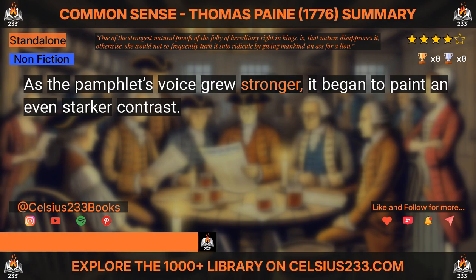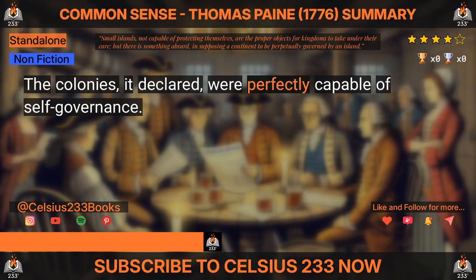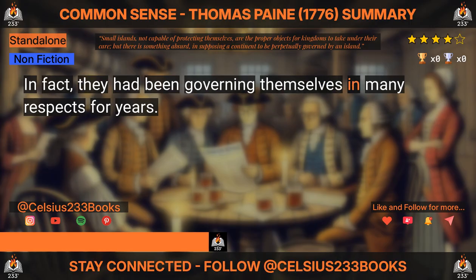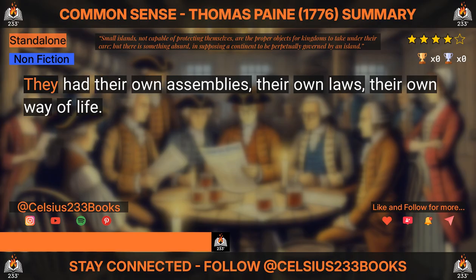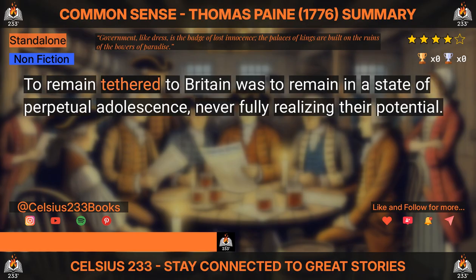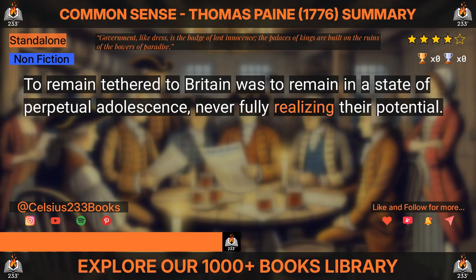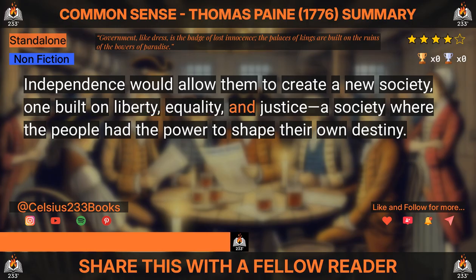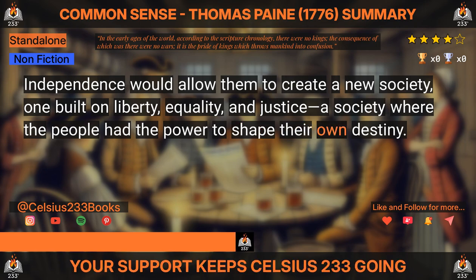As the pamphlet's voice grew stronger, it began to paint an even starker contrast. The colonies, it declared, were perfectly capable of self-governance. In fact, they had been governing themselves in many respects for years. They had their own assemblies, their own laws, their own way of life. To remain tethered to Britain was to remain in a state of perpetual adolescence, never fully realizing their potential. Independence would allow them to create a new society, one built on liberty, equality, and justice. A society where the people had the power to shape their own destiny.